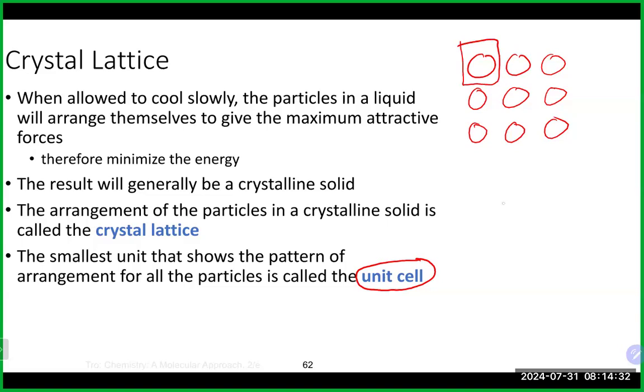The problem with doing that, if you choose that as your unit cell, is although you may have the entire atom there, you have no information about how it relates to all the other atoms that are next to it. So that would not be the best choice, for example, to use for a unit cell.